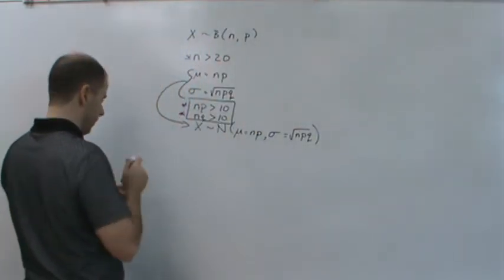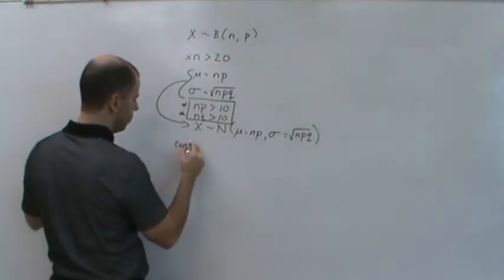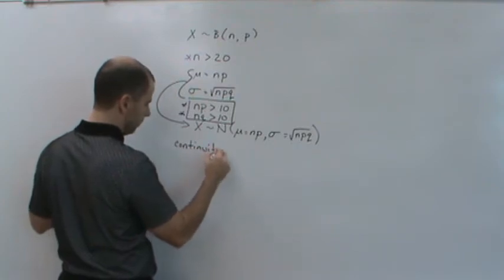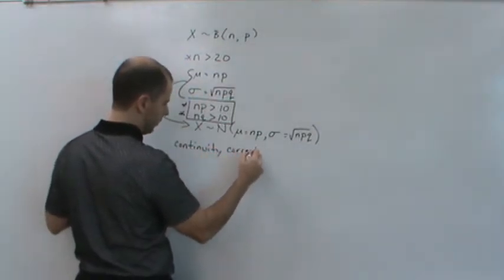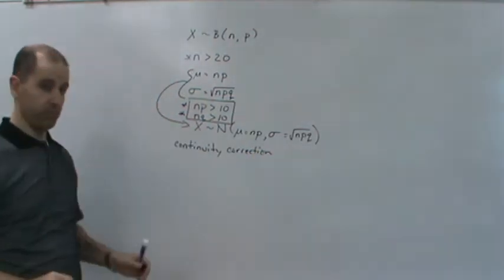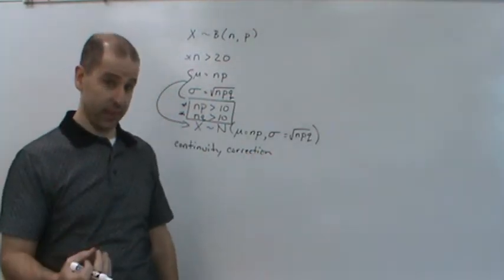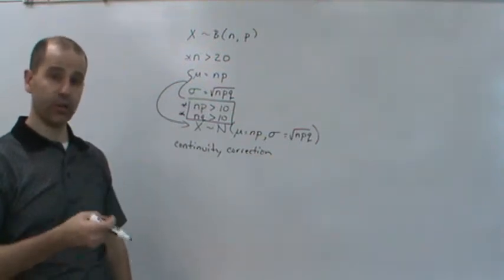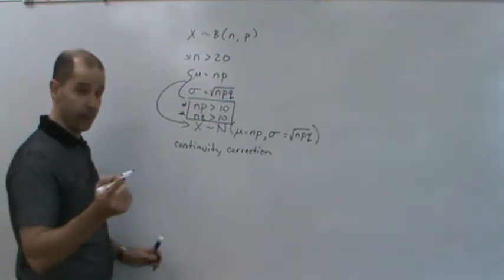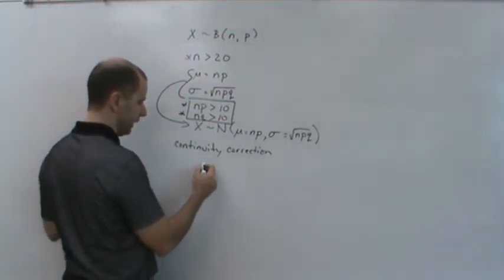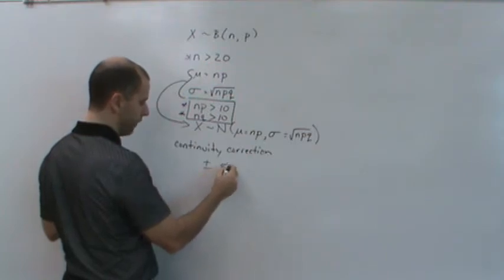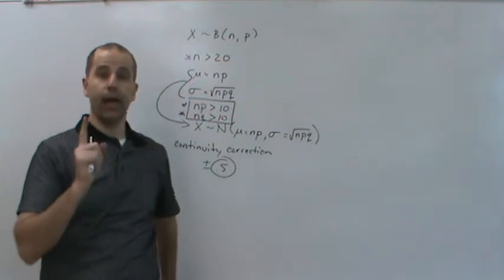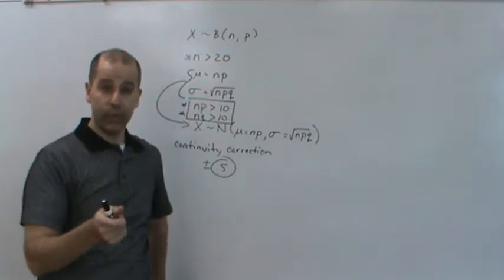So the continuity correction is to make our estimates using the normal approximation even better. We always add or subtract this continuity correction depending on the situation. And what we're going to do is either add or subtract 0.5. The 0.5 comes in from the fact that we're dealing with a binomial variable. Remember, it's a discrete random variable.